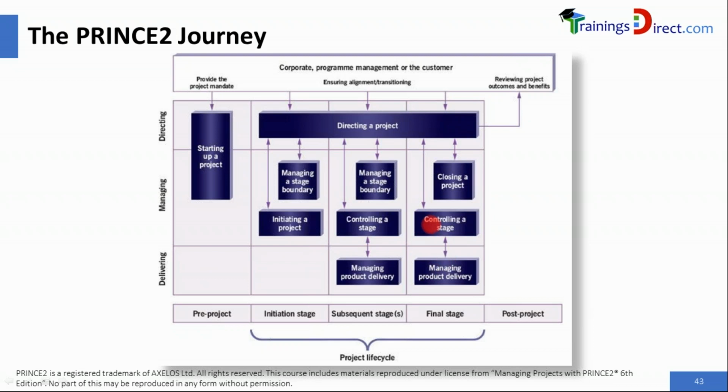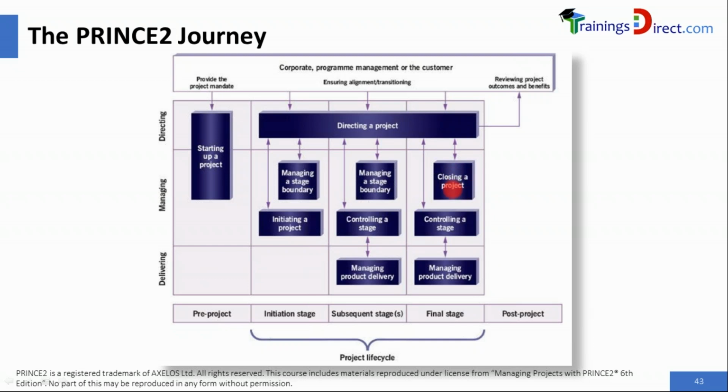And together with the controlling a stage and managing product delivery, there is interaction between the PM and the team managers for the assignment and the acceptance of work packages and the production of reports, either from the team manager to the PM, or from the PM to the board. And eventually, when all the work products are completed, then the PM realizes it may be time to close a project and starts performing closure activities using the closing a project process.